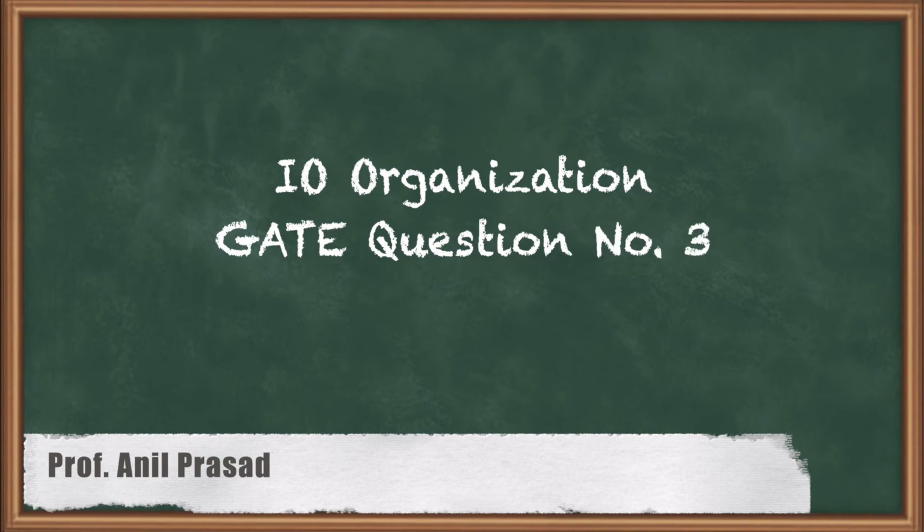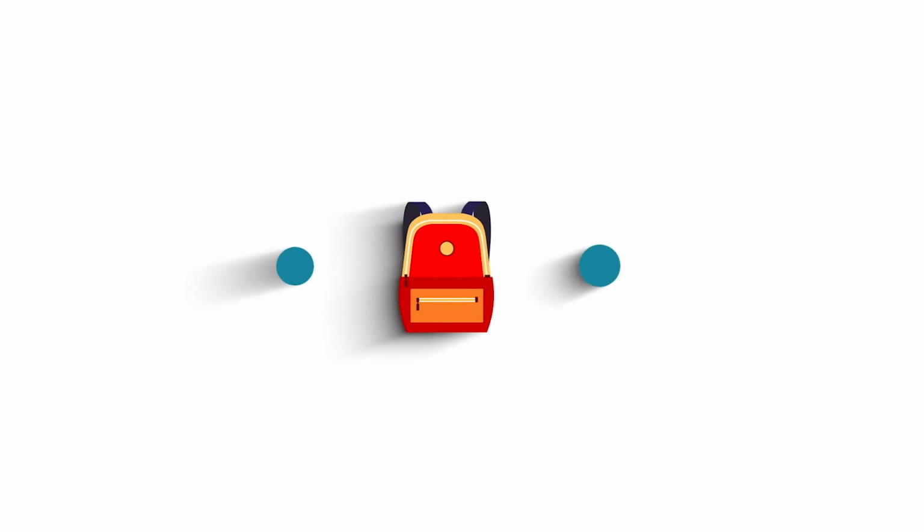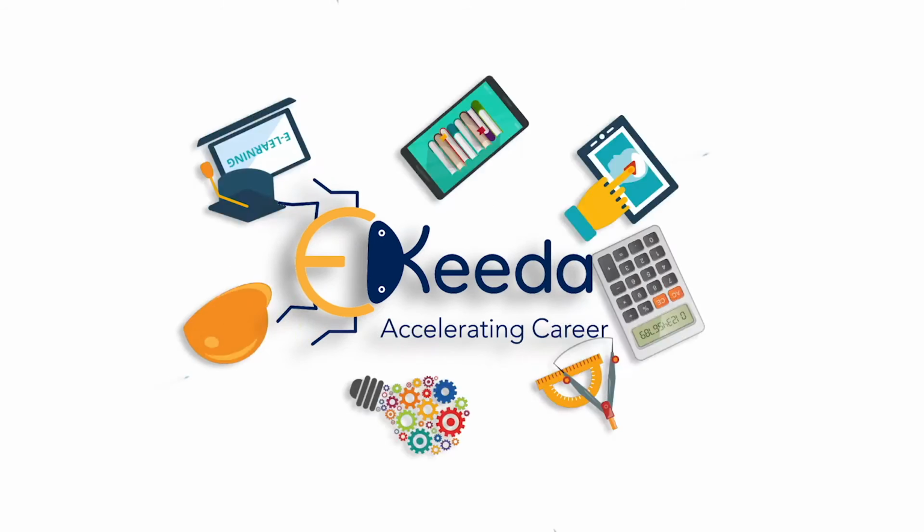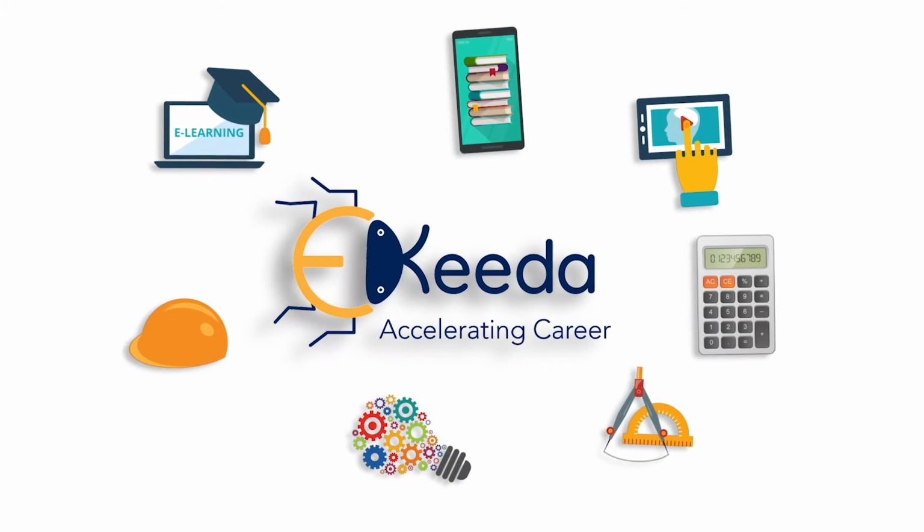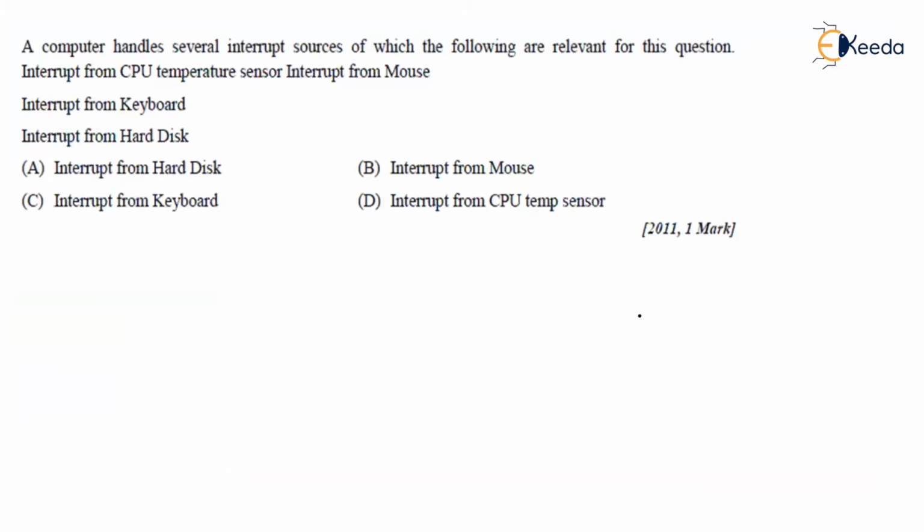Let us solve a question on interrupts which was given in GATE 2011 for 1 mark. Here it goes. The computer handles several interrupt sources, of which the following are relevant for the question. Interrupt from CPU temperature sensor, interrupt from the mouse, interrupt from the keyboard.